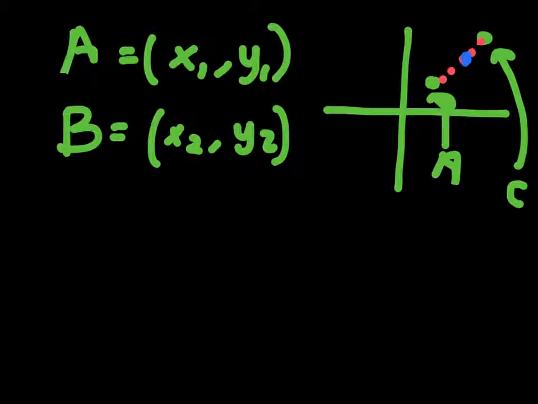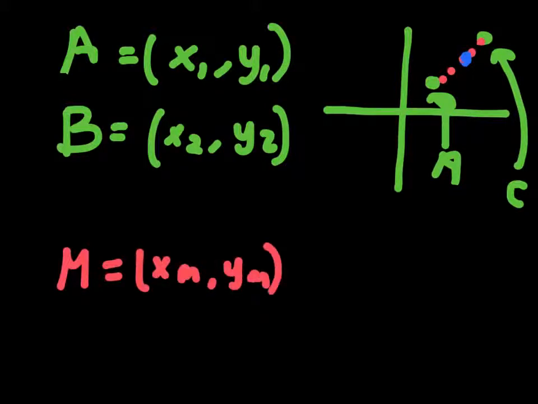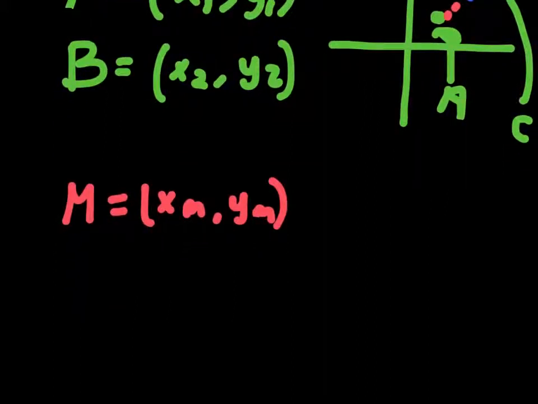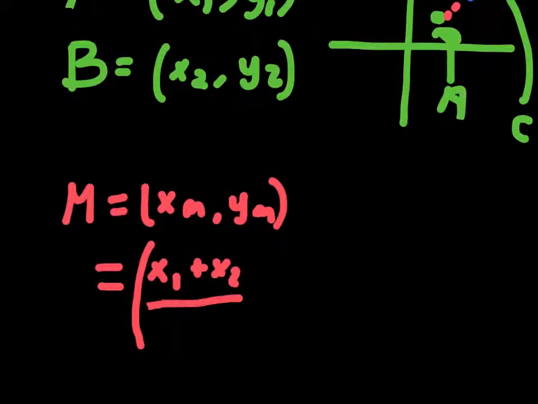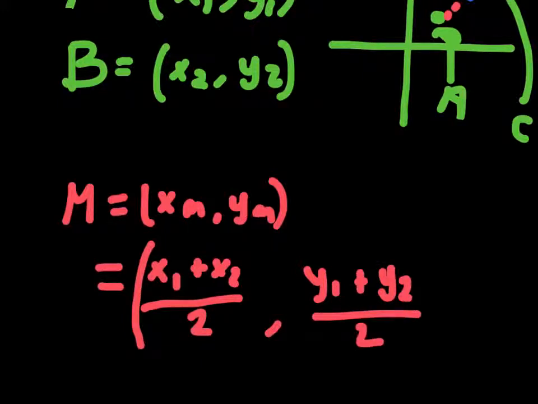And this is M is equal to x midpoint, y midpoint. And this is equal to x1 plus x2 over 2, y1 plus y2 over 2. And when solving this out, we find the midpoint, the middle between the 2 points.